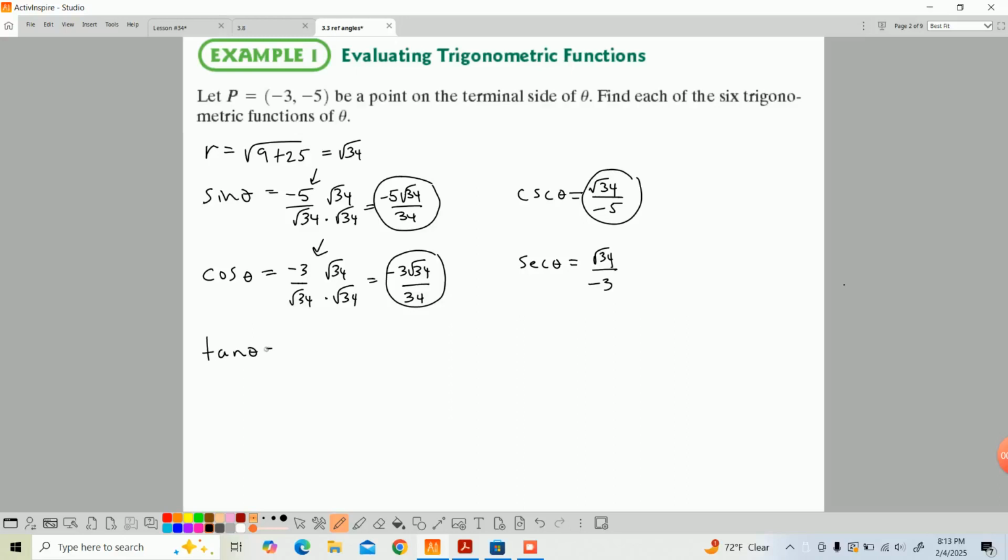All right, last one missing here, tangent of theta, right? So that's y over x. Negative over negative is positive, so that's just going to be 5 over 3. And the reciprocal is cotangent of theta. Flip that around, 3 over 5. Alrighty, so we got our six trig functions right there. And that's how we work out those formulas.